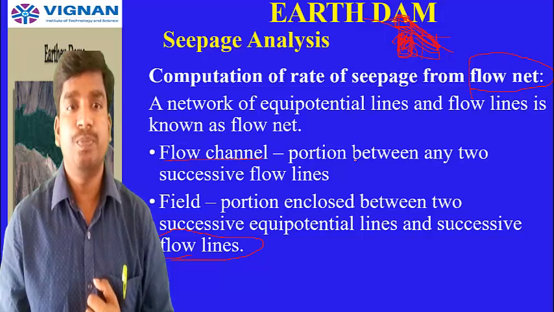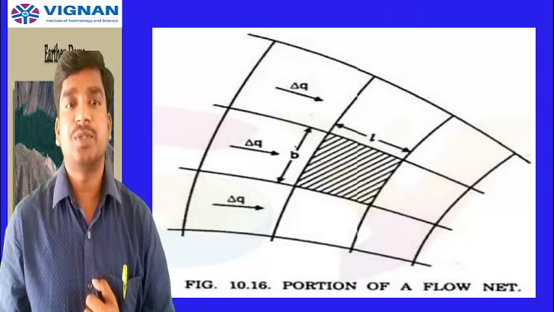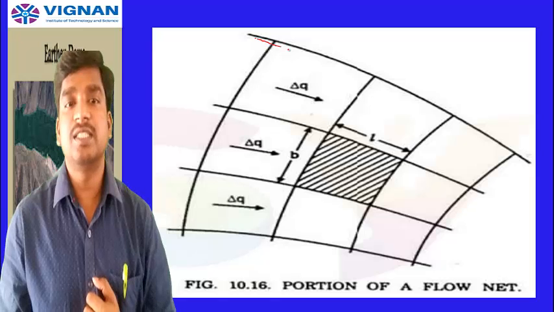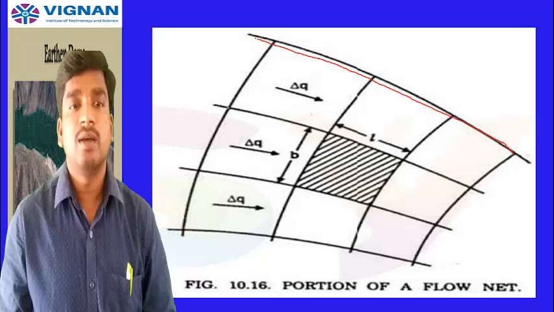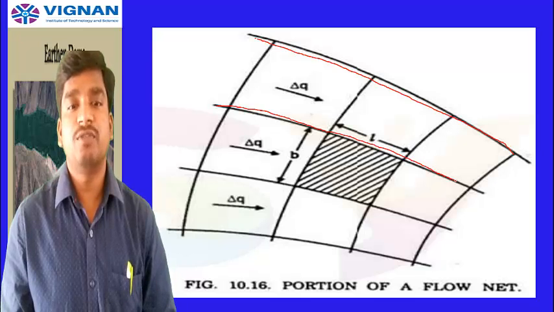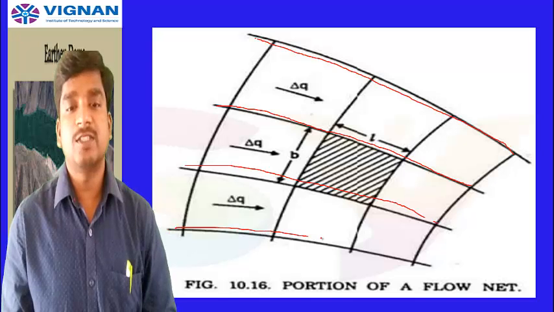Remember these two also. Now here you can see in the picture. What is this line? This line is your flow line. These are the four different flow lines. Okay, they are going like this.